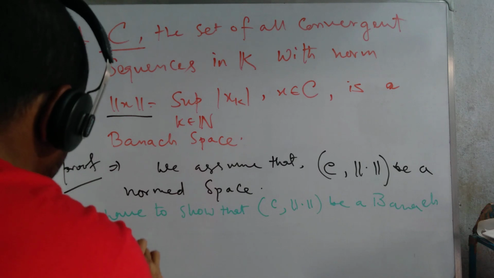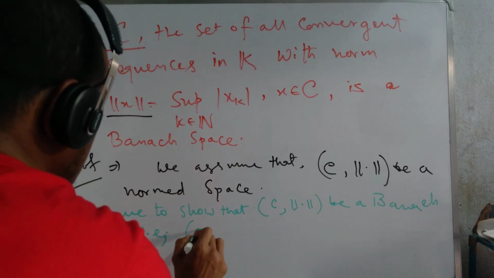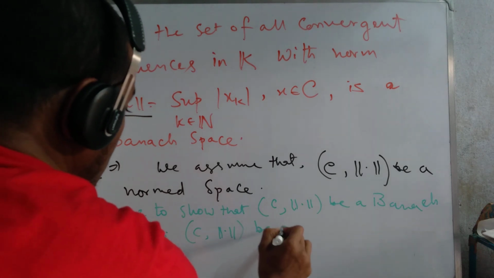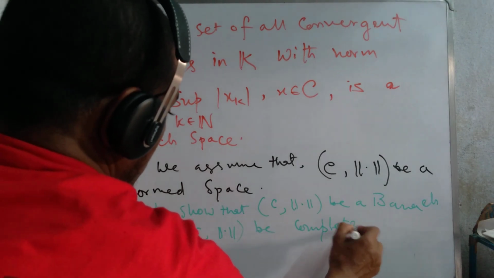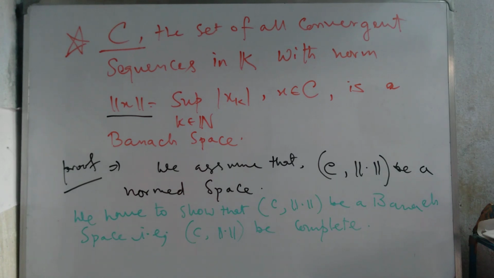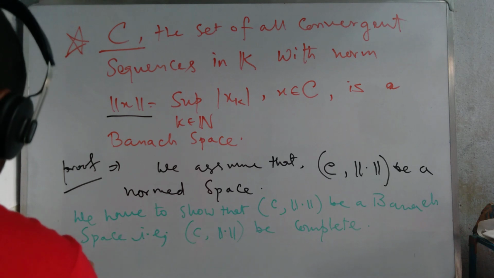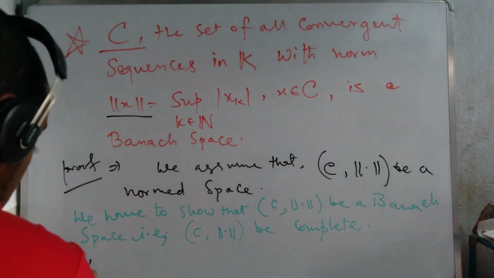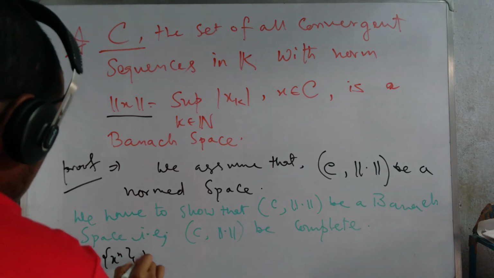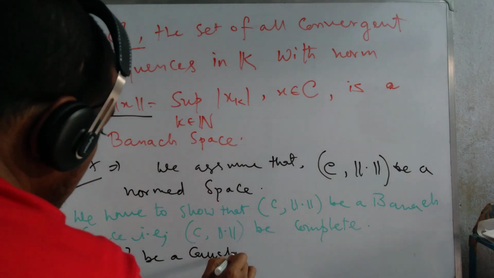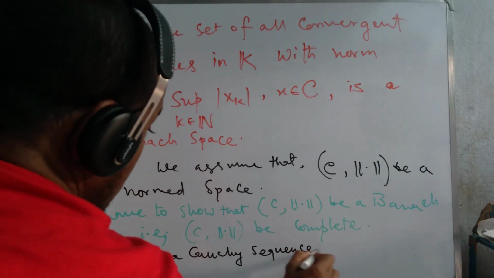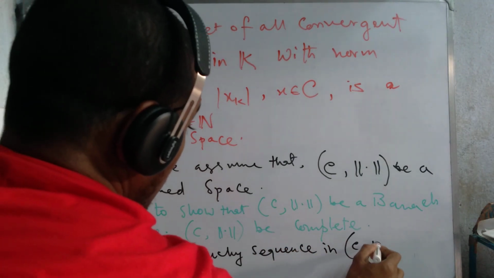Then this means that (C, norm) is complete. That means this one is a normed space. If we show that this one is complete, then done. So to show it is complete, we first take or let one Cauchy sequence. Let xn be a Cauchy sequence in (C, norm infinity).